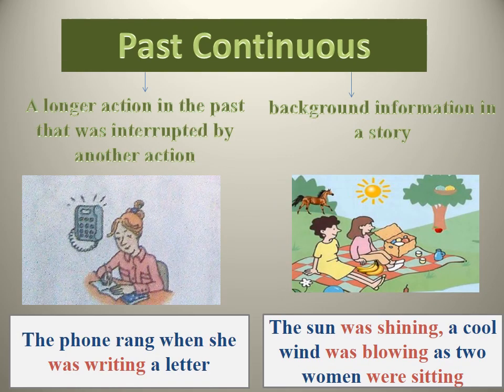Also, we use past continuous when we talk about a longer action in the past that was interrupted by another action. For example, the phone rang when she was writing a letter. And when we talk about background information in a story, for example, the sun was shining, a cool wind was blowing as two women were sitting.